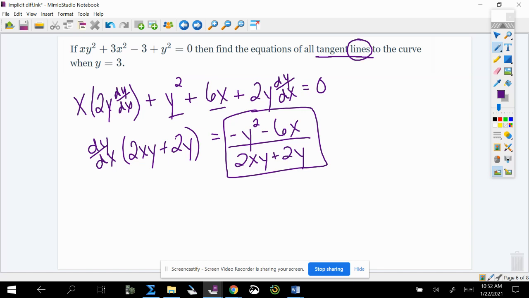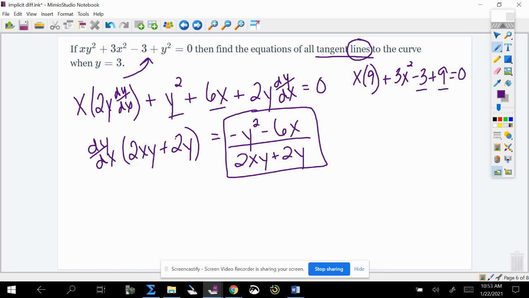So the problem wants to know what are the equations of the tangent lines when y equals 3. Well, here's the big issue here. I know what y is, I don't know what x is. So I always go back to the original function anytime I have one variable value and I want the other one. So when I put 3 in, I'm going to do my work off to the upper right here. I'm going to get x times 3 squared is 9 plus 3x squared minus 3 plus 3 squared equals 0.